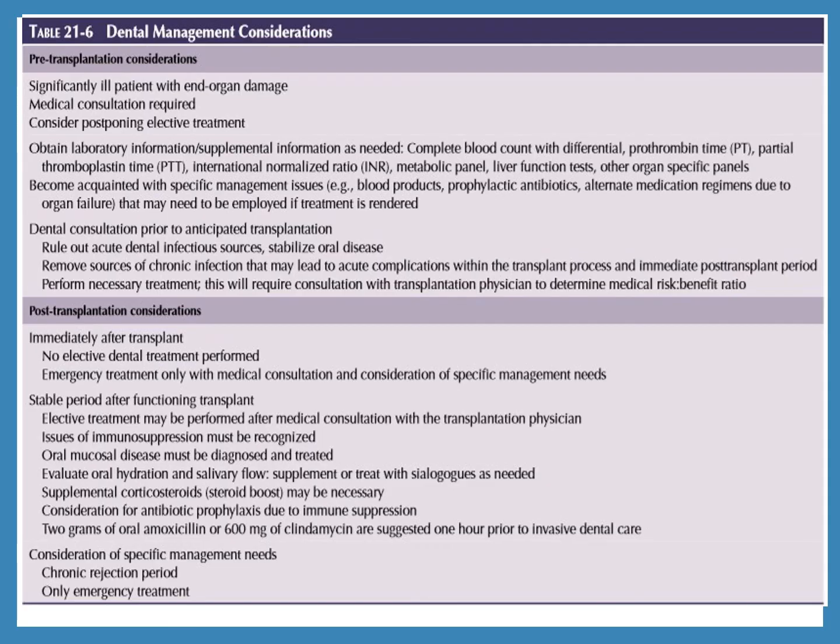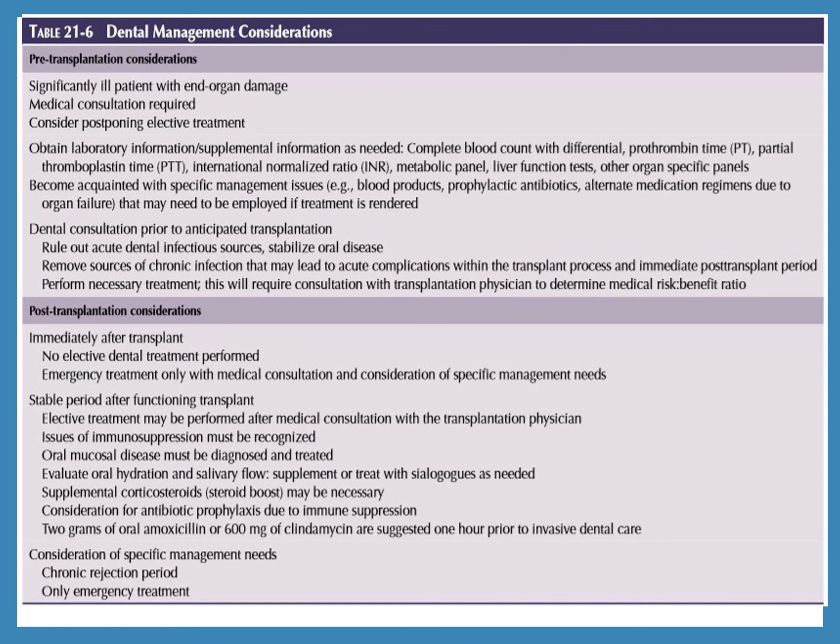So this is a table which shows us the dental management considerations in pre-transplant consideration. Significantly ill patient with end organ damage, medical consultation is required, and consider postponing elective dental treatment. It's important to obtain laboratory information such as blood counts with differential count, prothrombin time, the partial thromboplastin time, and international normalized ratio, metabolic panel, as well as liver function tests and other organ specific panels.